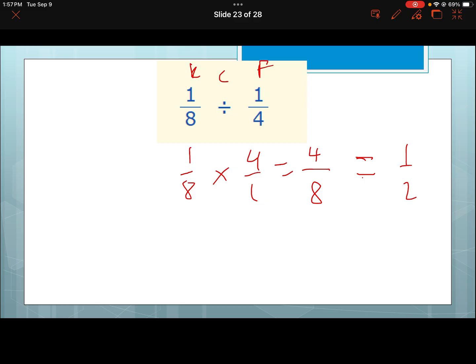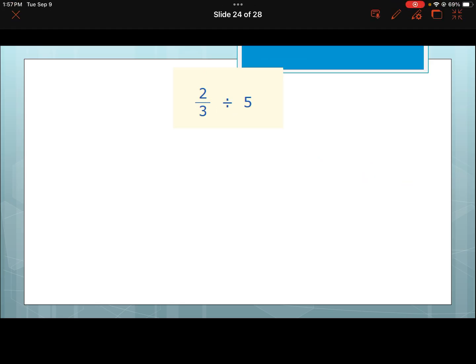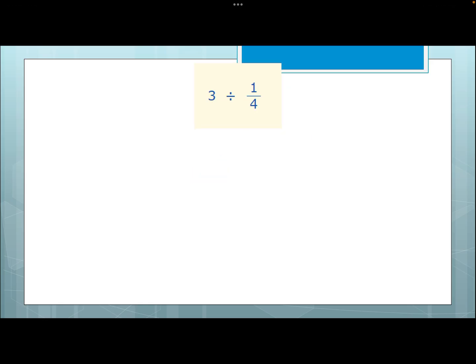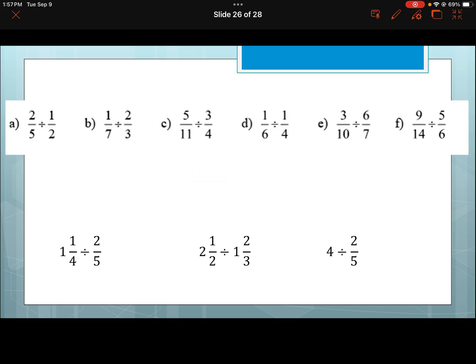Cool. What about if it's a mixed number? What about if it's not a fraction? Oh no, it doesn't matter, right? Make it a fraction, 5 over 1. Keep, change, flip, 2 over 3 times 1 over 5. And then multiply across, 2 over 15. Done. Cool. I'm not going to go through that one. Same idea. Okay, cool. So there are 9 questions there. Have a go. I'll go through them shortly.